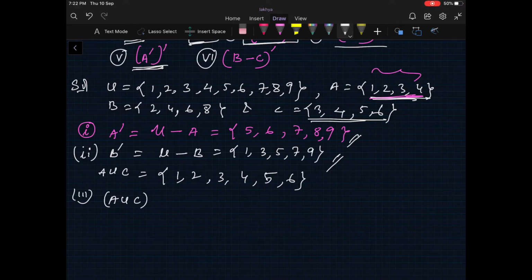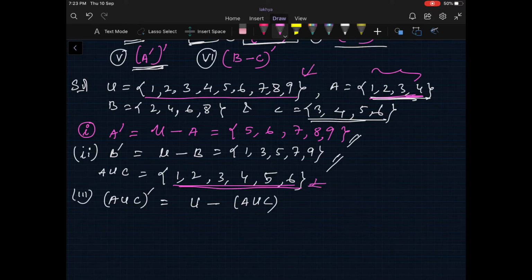Now let's find A union C complement. Number 3, what to find? Complement of A union C. How to find it? Universal set minus A union C. So now what to do? Eliminate the elements in A union C from the universal set. Okay, sorry, this is the universal set. From this universal set, eliminate those elements in A union C.